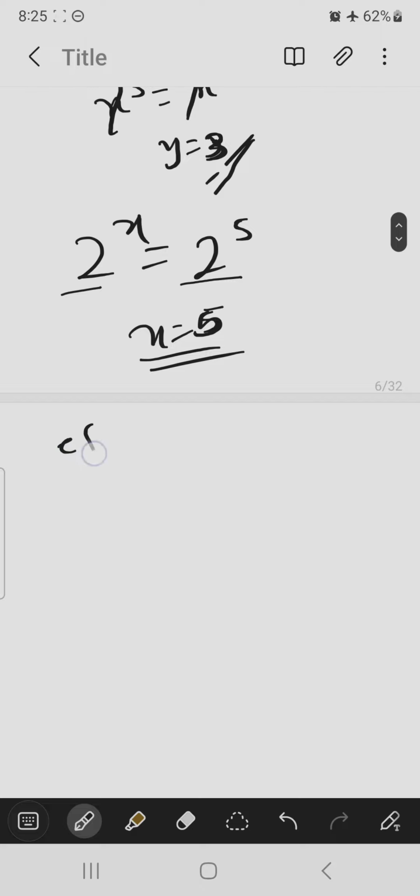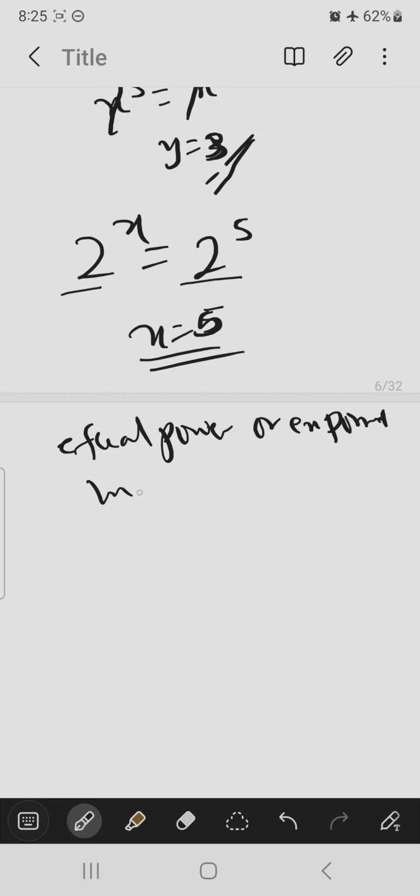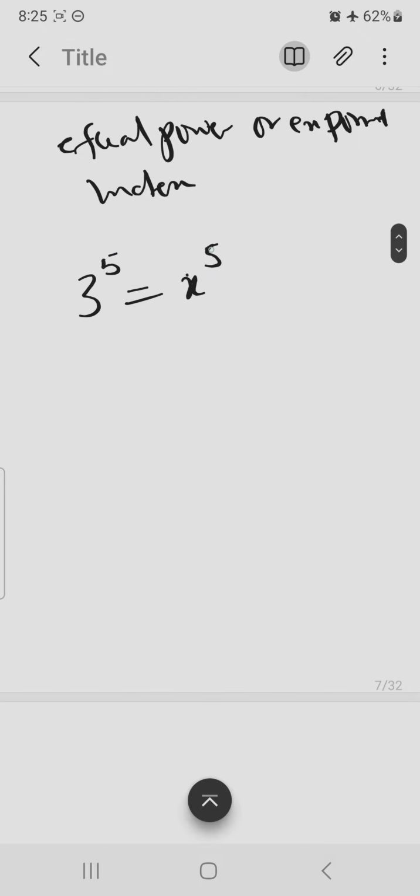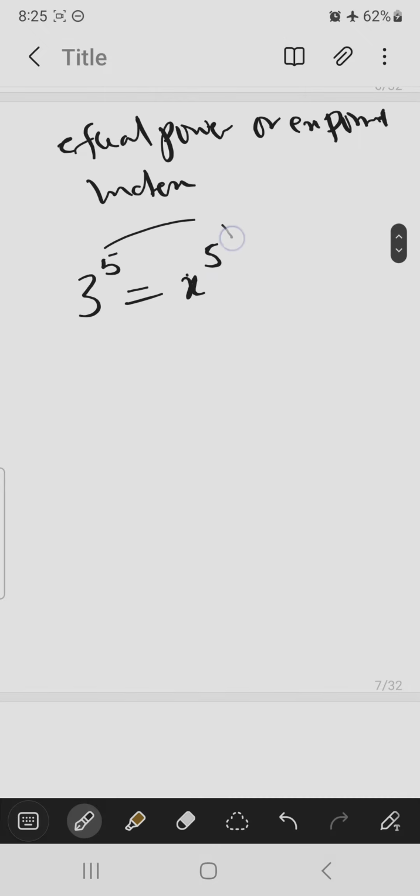Now, equal power or exponent. I told you we have three names for power: power, index, and exponent. Those are the three. Let's say you have 3 raised to the power 5 equals x raised to the power 5. The moment the powers are equal, the bases are equal.